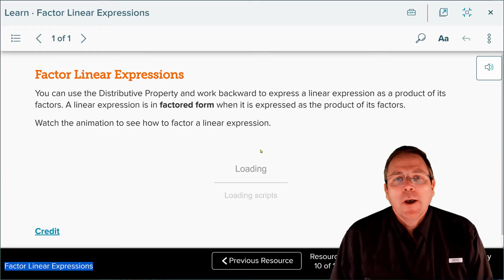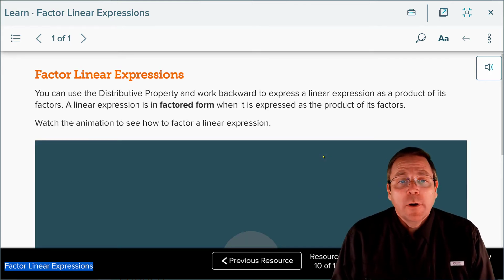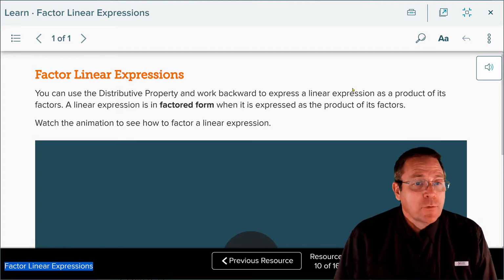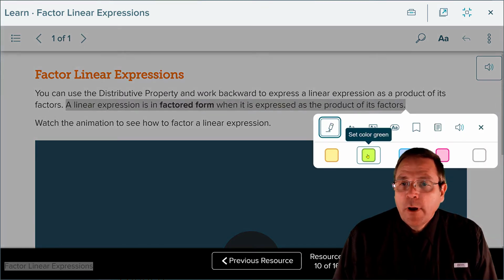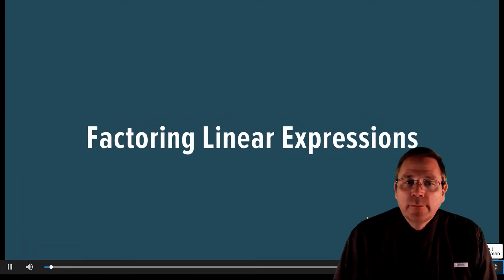Now let's figure out how to do this using algebra. You can use the distributive property and work backwards, to express a linear expression as a product of its factors. A linear expression is in factored form when it is expressed as a product of its factors. Vocab term. Let's watch their video.